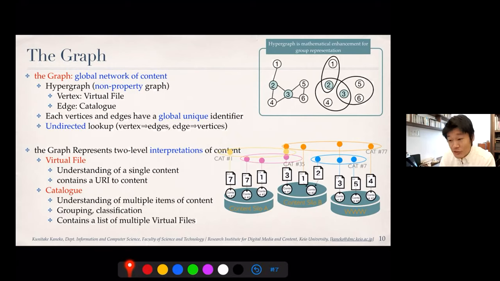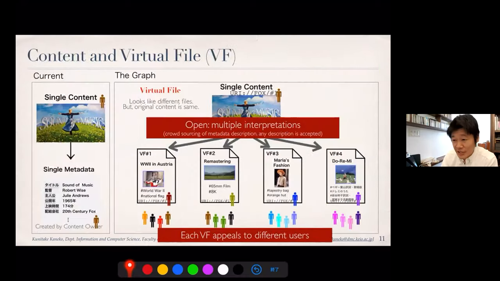The graph represents two levels of interpretation, as I explained. The budget file is the understanding of the single content, and the catalog is a classification, okay? So here is an example, maybe easier to understand. The current way of adding metadata is like this: the single content's owner is here, and the same owner creates the fixed metadata. That is the current way.